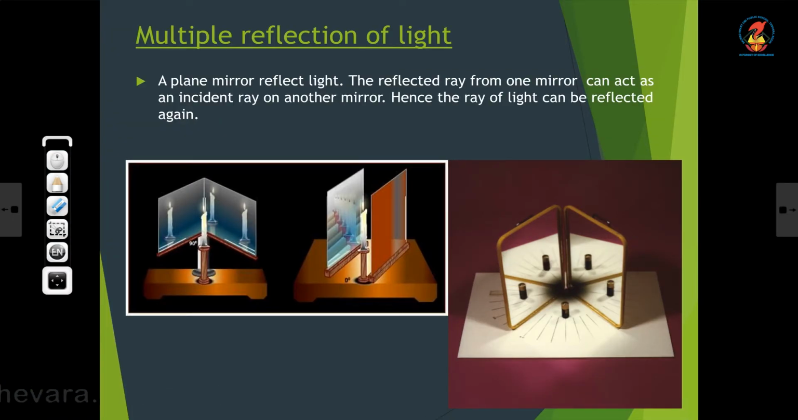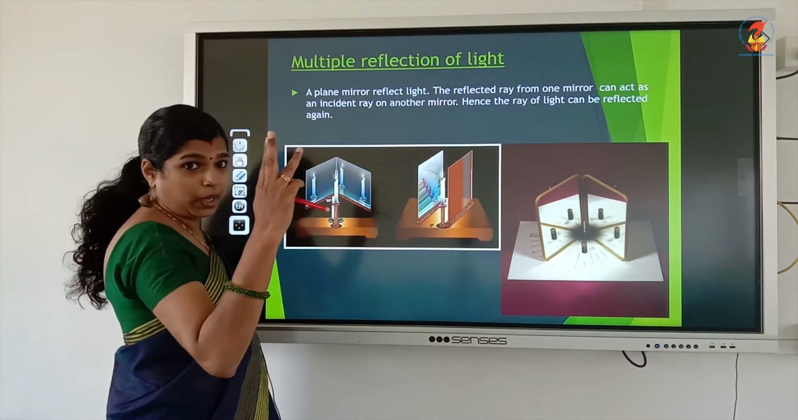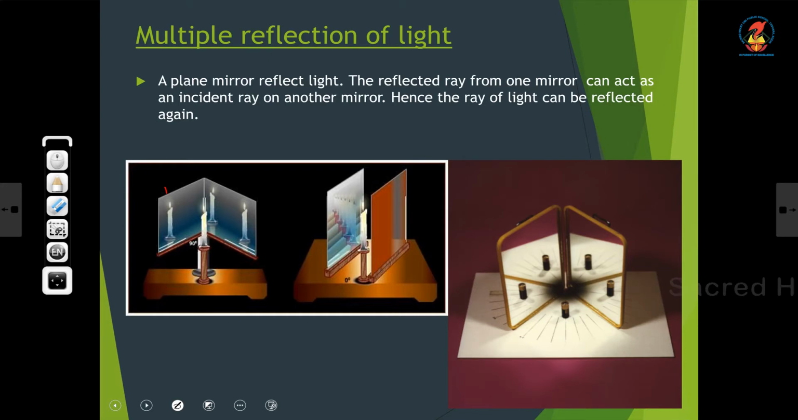The angle between the two mirrors is 90 degrees, so on these mirrors you can see 3 images. First one, second one, and third one.